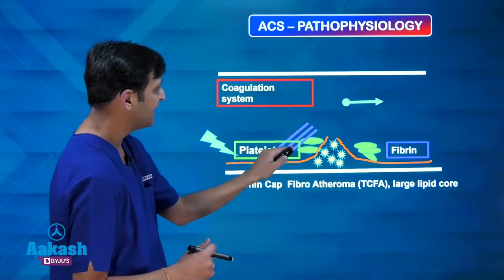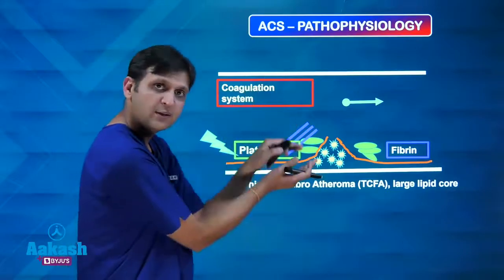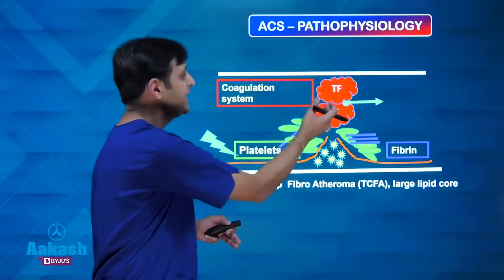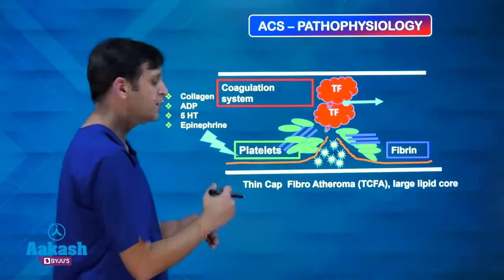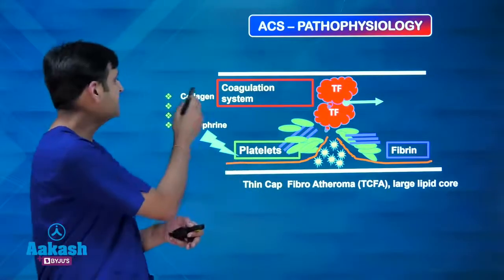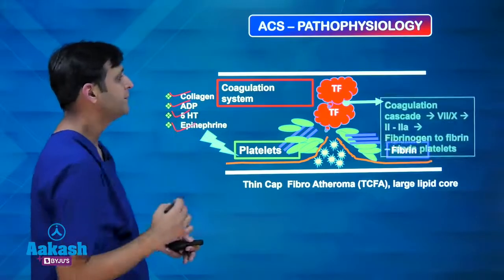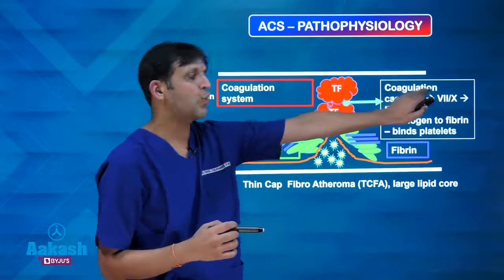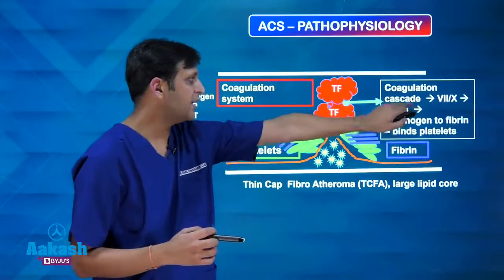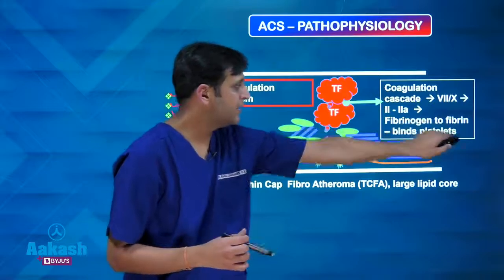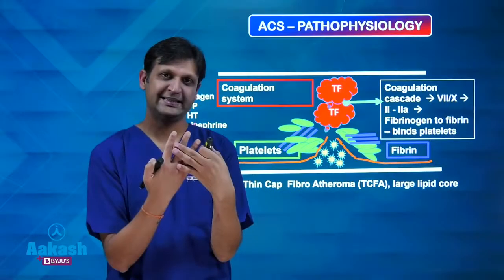You have platelets and fibrin that get accumulated. Tissue factor is released into the lumen and that activates the clotting system. You have other markers that are released, that is the collagen, the ATP, the epinephrine, the serotonin, right? There is activation of the coagulation cascade, ultimately leading to the formation of fibrinogen, which gets converted to fibrin and which binds all the platelets.